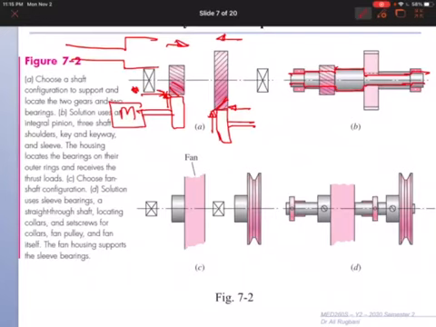The bottom example, here we have a fan and a pulley. In this example, we don't use location shoulders. There is one shaft with uniform diameter, no change in diameter. But what we have here, we have set screws, these ones, for the bearings, for the fan, for the pulley, for everything, set screws. Using these set screws, we make sure that the fan doesn't move left or right.